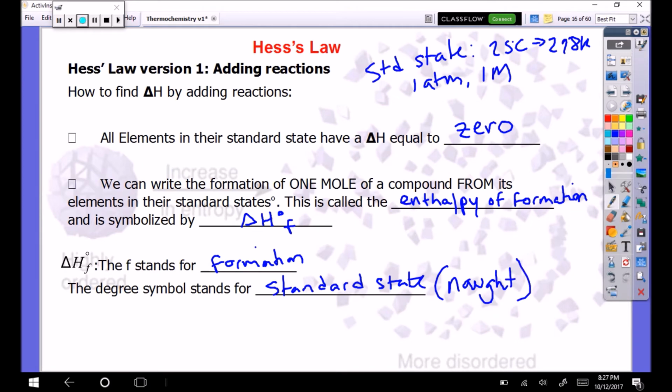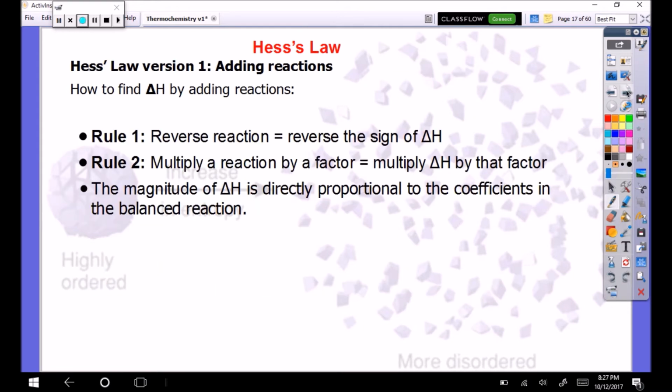Now, when we look at the rules for Hess's Law, we are going to treat those rules pretty similarly to the way we did with electrochem. If you reverse a reaction in Hess's Law, you still reverse the sign of delta H. That's easy. We've got that down. Now, this is the new rule.